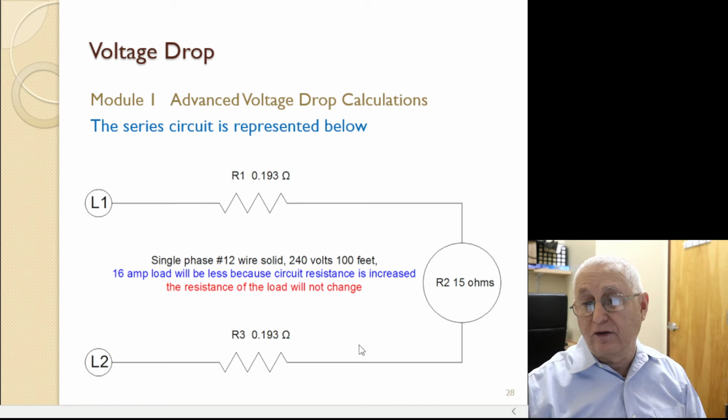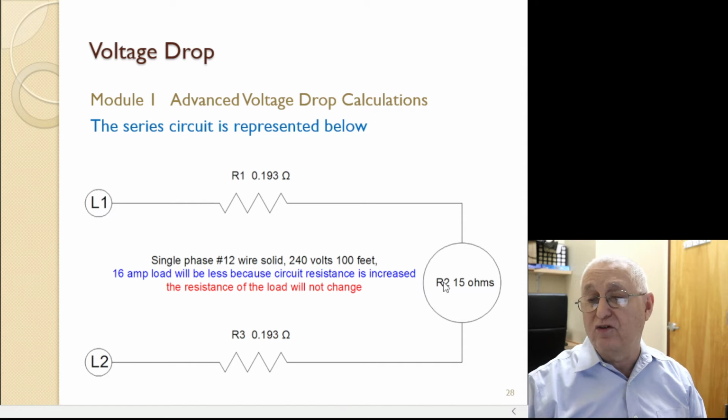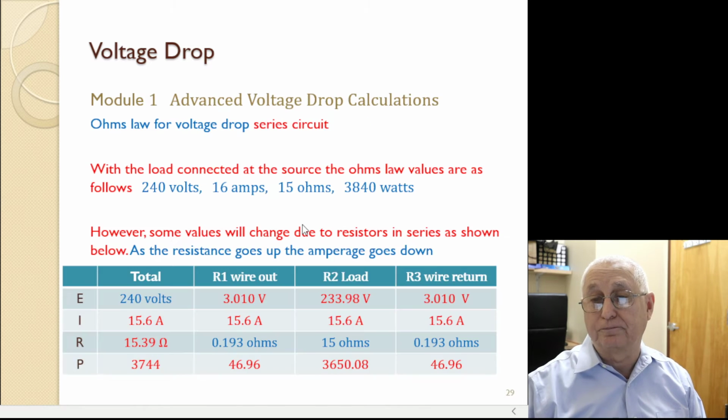This is a drawing to show that circuit. This is a series circuit now. Our load, the 16 amp load, has a resistance of 15 ohms. But each wire going out and coming back is acting as a resistor in series with this load. R1, we'll call this R1, equals 0.193 ohms. It's in series with this R2, 15 ohms, in series with this R3, 0.193 ohms. This is a series circuit.